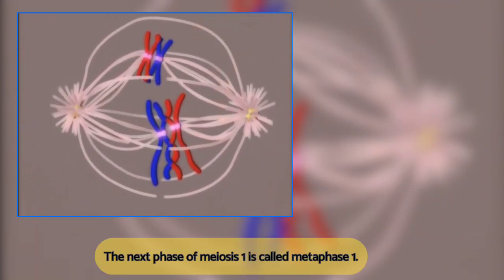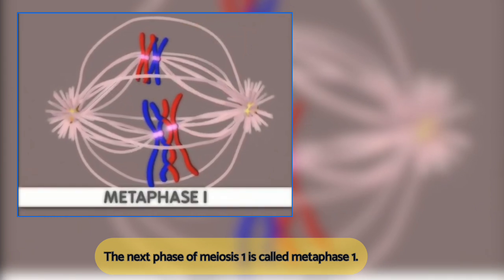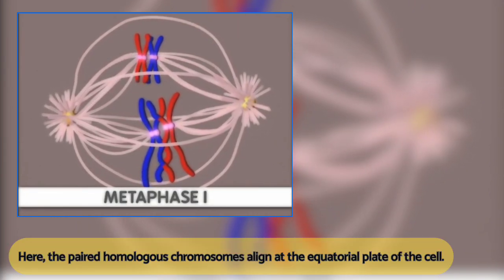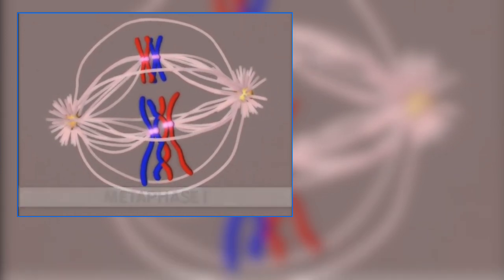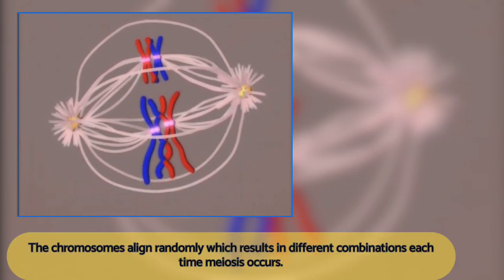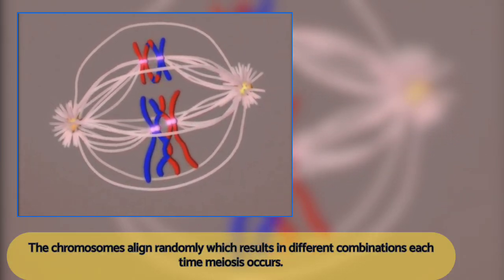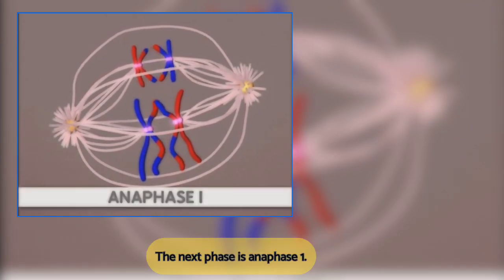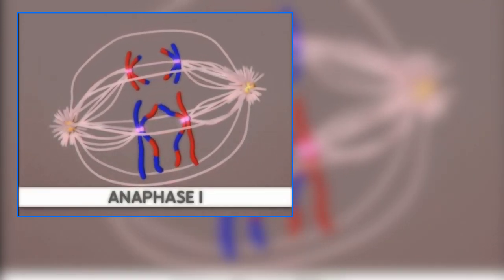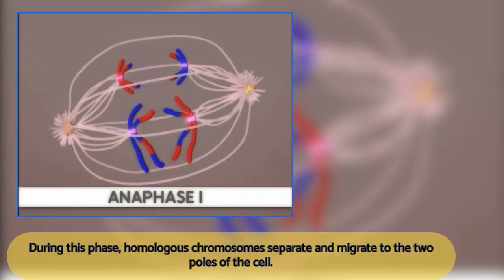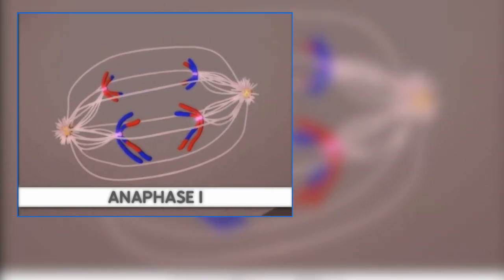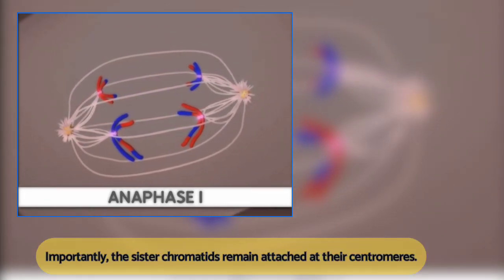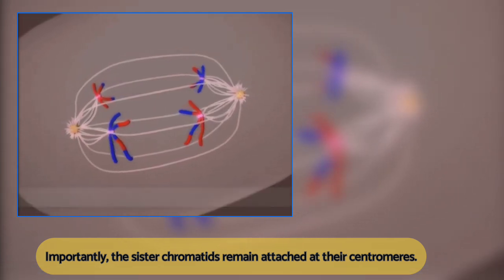The next phase of meiosis 1 is called metaphase 1. Here the paired homologous chromosomes align at the equatorial plate of the cell. The chromosomes align randomly, which results in a different combination each time meiosis occurs. The next phase is anaphase 1. During this phase, homologous chromosomes separate and migrate to the two poles of the cell. Importantly, the sister chromatids remain attached at their centromere.